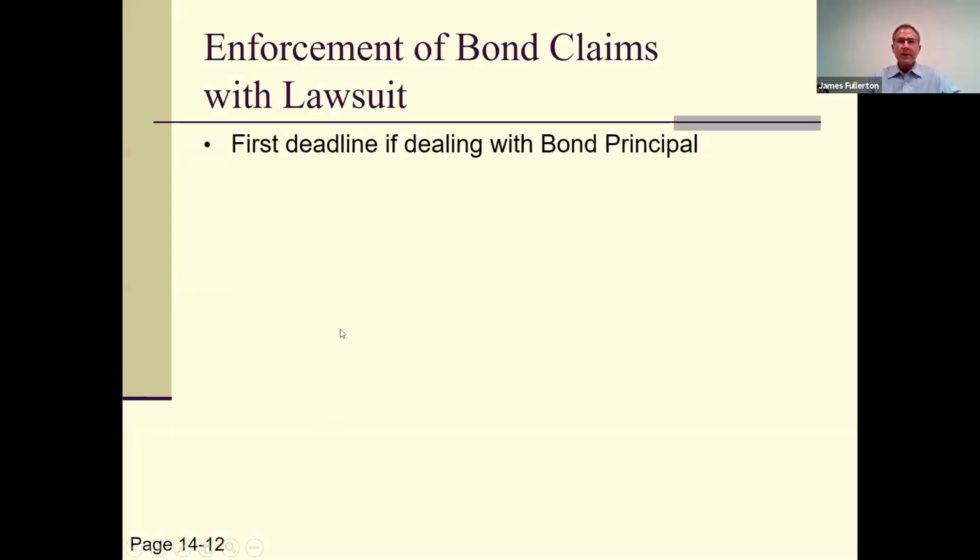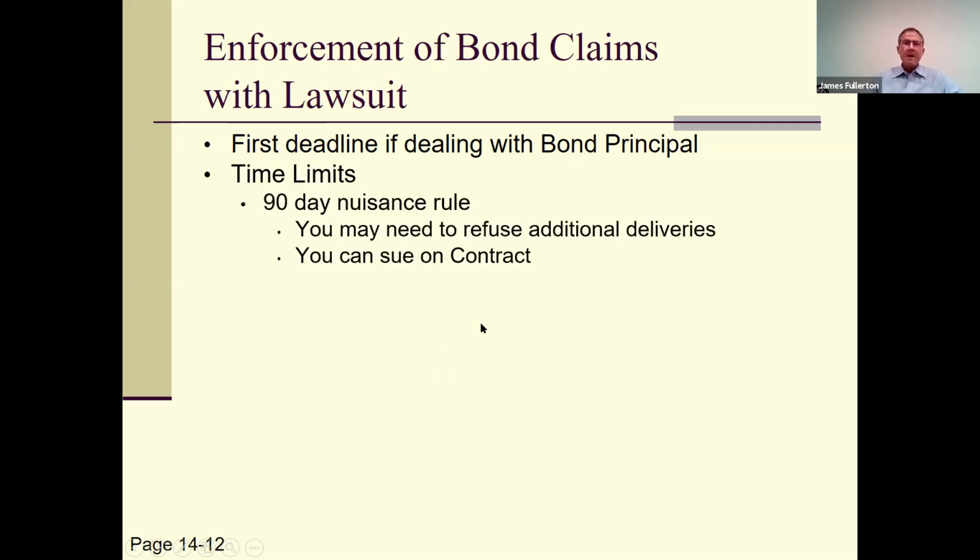So, okay. So how do you enforce your bond claims? We've been talking about the notice. That's something you mail within 90 days of your last work. Everybody has to enforce their bond claim with a lawsuit. And if we're talking Federal Miller Act, that's within 1 year of your last work. If you have a contract directly with the bond principal, that is your first deadline, is 1 year after your last work. There is a 90-day nuisance rule.